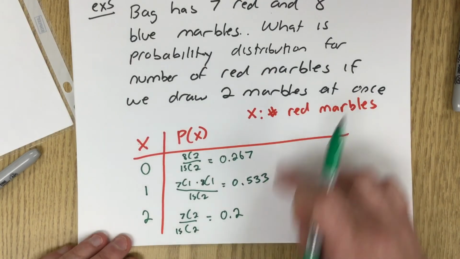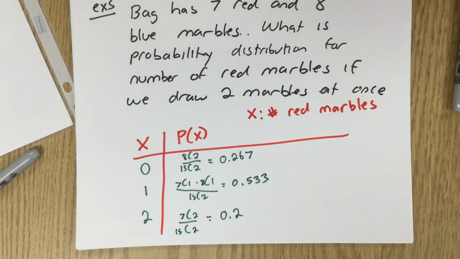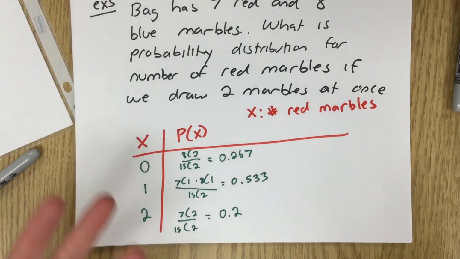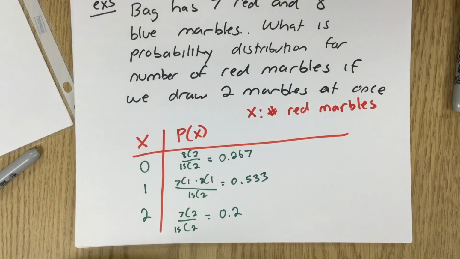Either way, notice they add up to 1, which is 100%. And we've given the probability of every possible outcome in terms of x, where x is the number of red marbles.